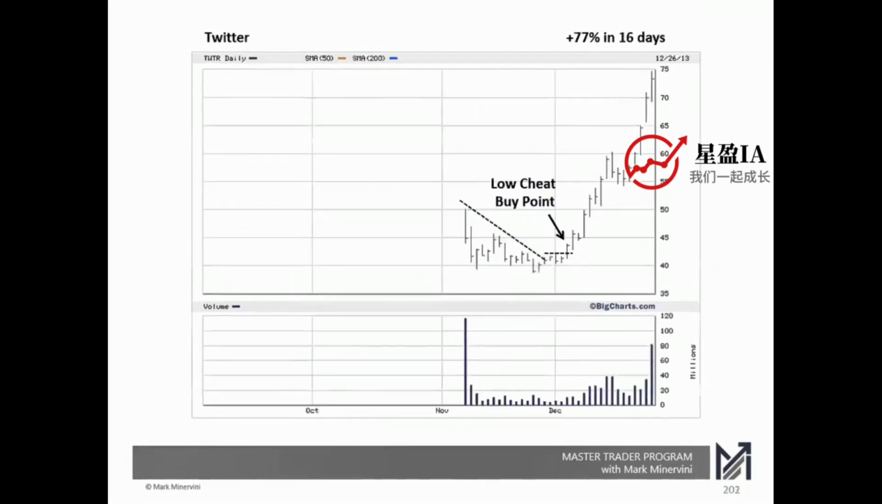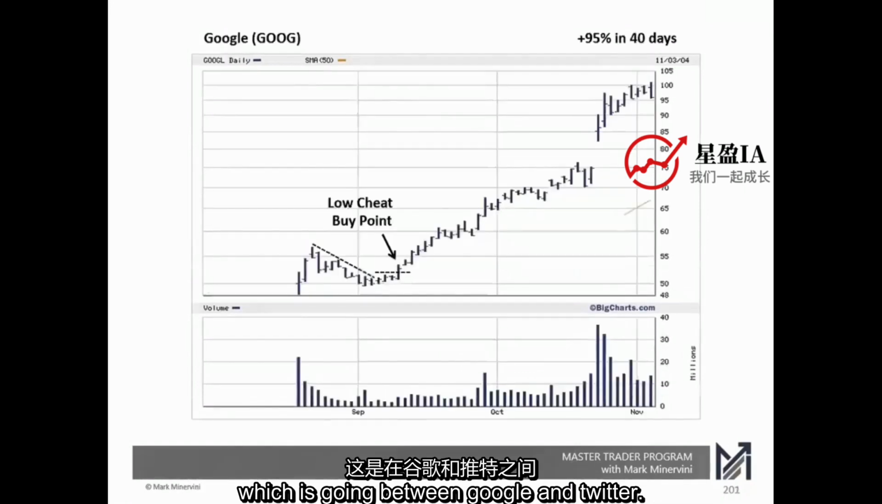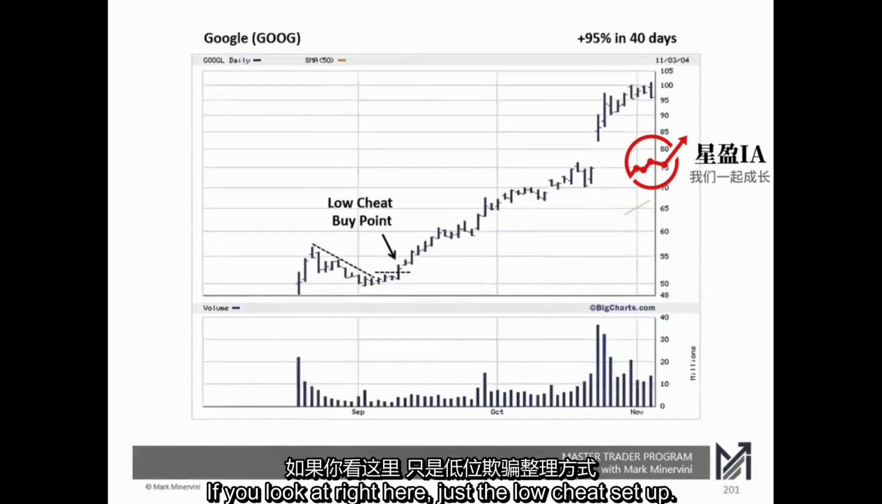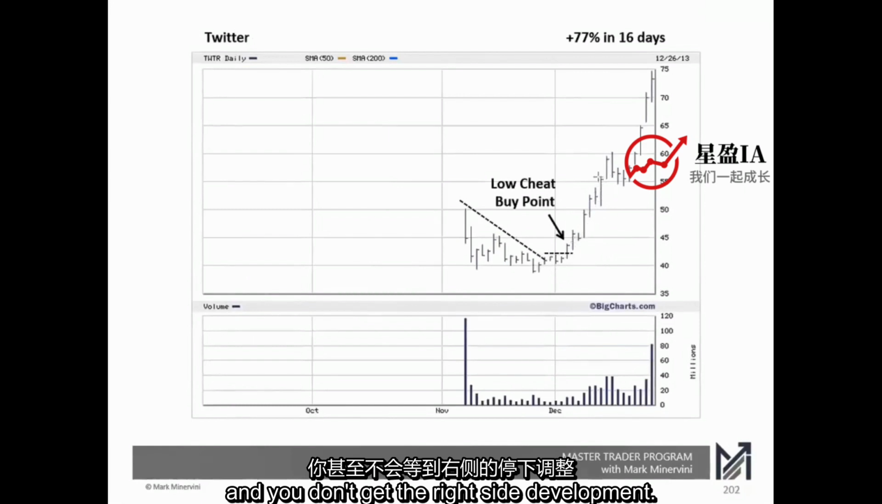It was gone. Take a look at Twitter. Very similar. I'm going to just flip back and forth from page 201 to 202, which is going between Google and Twitter. Those almost look like the exact same stock, right? If you look at right here, just the low cheat setup, look at that. Almost identical. And same thing, right up the right side, and you don't get the right side development.